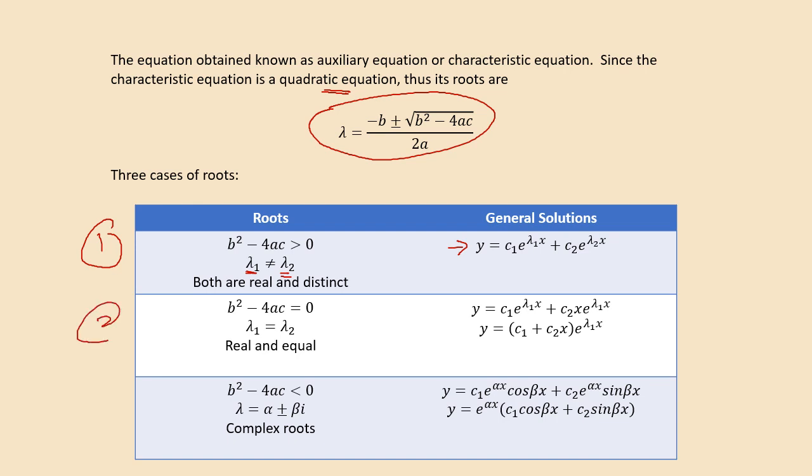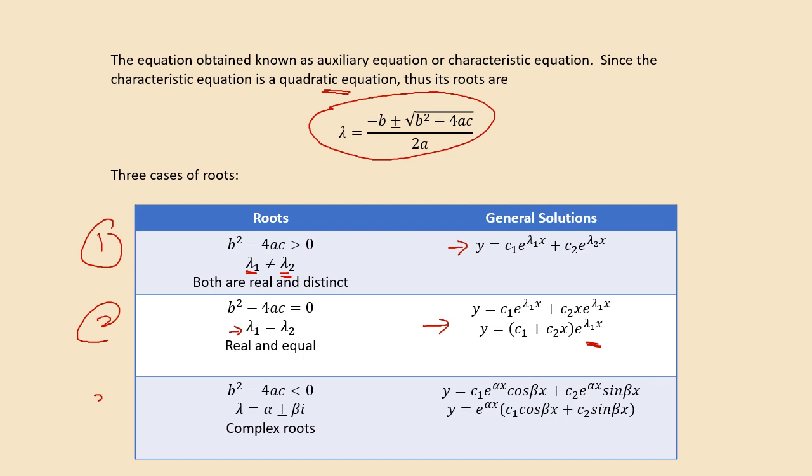Second case, if root 1 is equal to root 2, that means we have equal roots. Then our general solution is y equal to c1 e^(λ1x) plus c2 x e^(λ1x), or we can simplify it by factorizing e^(λ1x).